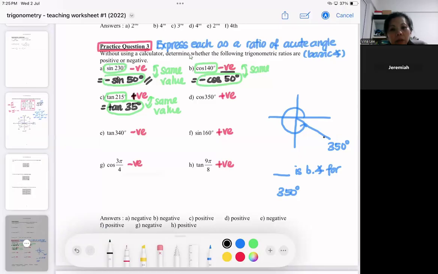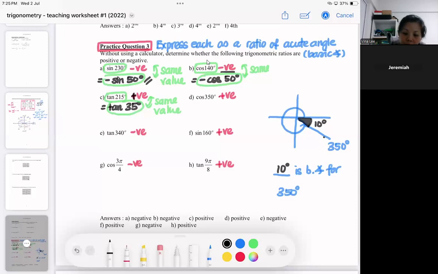The basic angle is always very lazy. It will be sticking on the horizontal. So the basic angle will stick on the horizontal. So if you're a bit confused or not sure, it's actually this one. So this and this will be 10 degrees. So 10 degrees is actually the basic angle for 350.